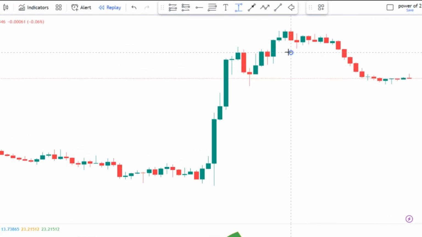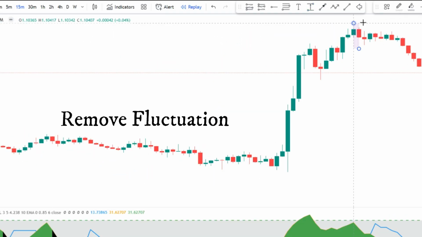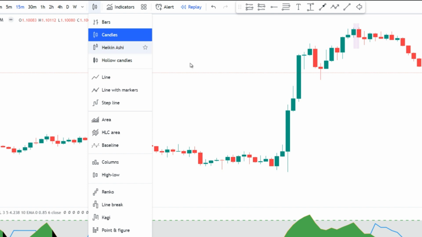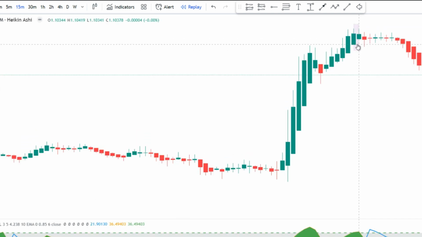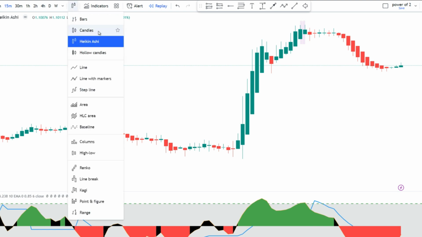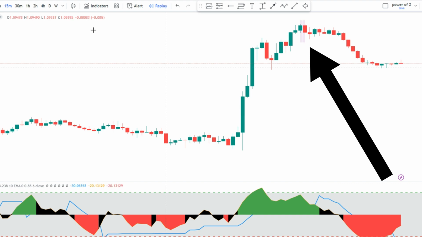So this strategy is momentum based, and we want to make sure we are catching a reversal that can give us at least 4 to 5x gain. And in order to remove the fluctuation, we will need Heikin-Ashi candles. But if we just change these candles to Heikin-Ashi, we cannot actually determine the current price. As you know, the Heikin-Ashi candles are average candles. The price is not the actual price.